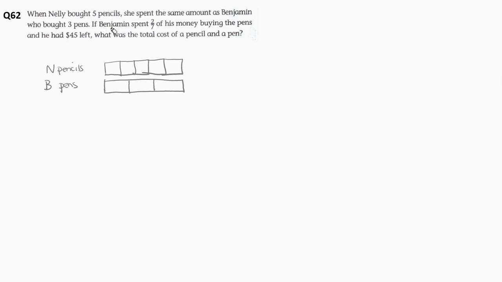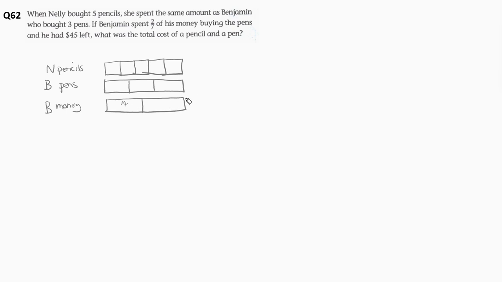Right, we're also told that Benjamin spent 2/7 of his money buying the pens, so this cost 2/7 of his money, and he had $45 left. I think it's helpful if we've got Benjamin's pens here, we're going to have Benjamin's money. All right, and we'll draw a bar under here. Because remember, this is the money that was spent on 3 pens. And we know that that represented 2/7. So this is 1/7. Okay. And this is another seventh.